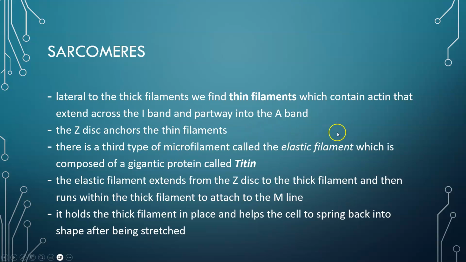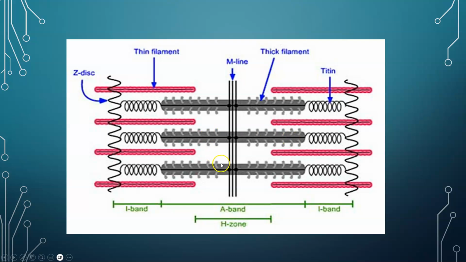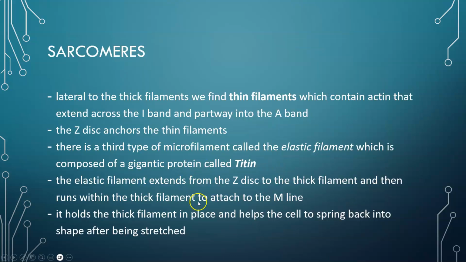Lateral to the thick filaments, we find the thin filaments, which contain actin that extend across the I band and partway into the A band. Again, we can see here is our A band, the dark band, and we can see half of an I band on either side, Z disc to Z disc. And we can say that the actin runs in the I band and partially into the A band. Lateral to the thick filaments, we find the thin filaments, which contain actin that extend across the I band and partway into the A band.